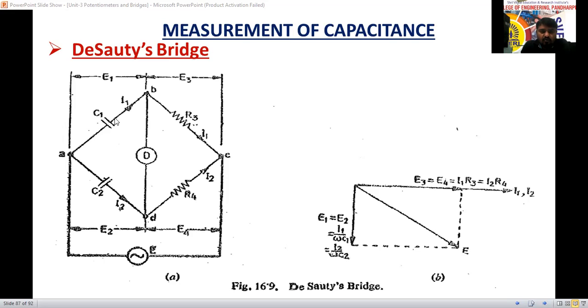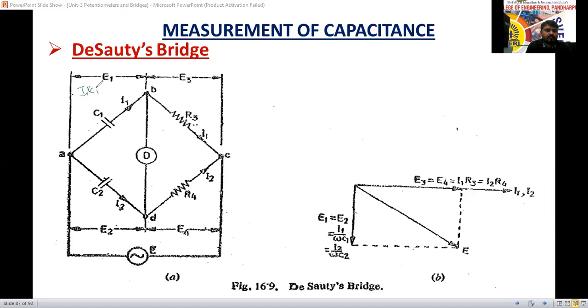C1 is the unknown capacitance. C2 is the standard capacitance. R3 and R4 are the non-inductive resistances we are using here. The voltage drop across capacitor C1 we are going to call E1. E1 equal to what we can write? We can write E1 equal to I1 into XC1.